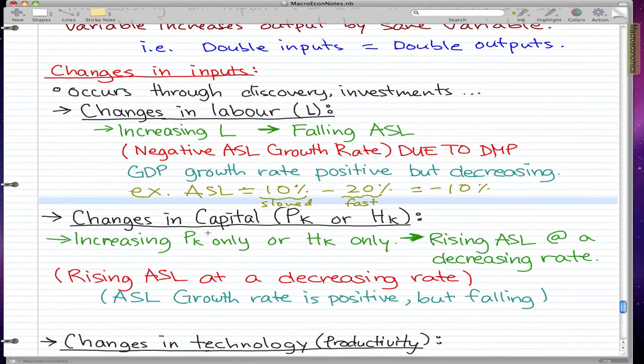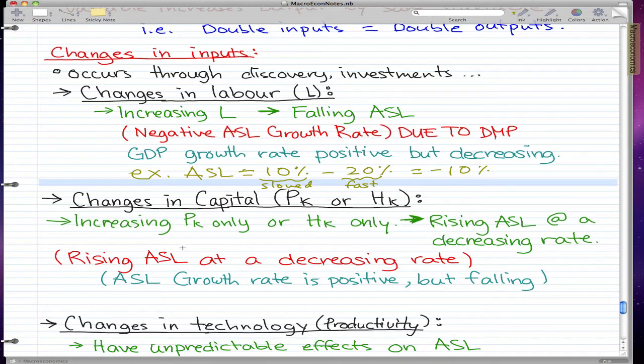Now, the changes in capital: physical capital (PK) or human capital (HK). We're considering increasing physical capital only or human capital only, and doing either of these, increasing PK only or HK only, leads to a rising ASL at a decreasing rate. A rising ASL at a decreasing rate means that we can assume our ASL growth rate is positive but falling.